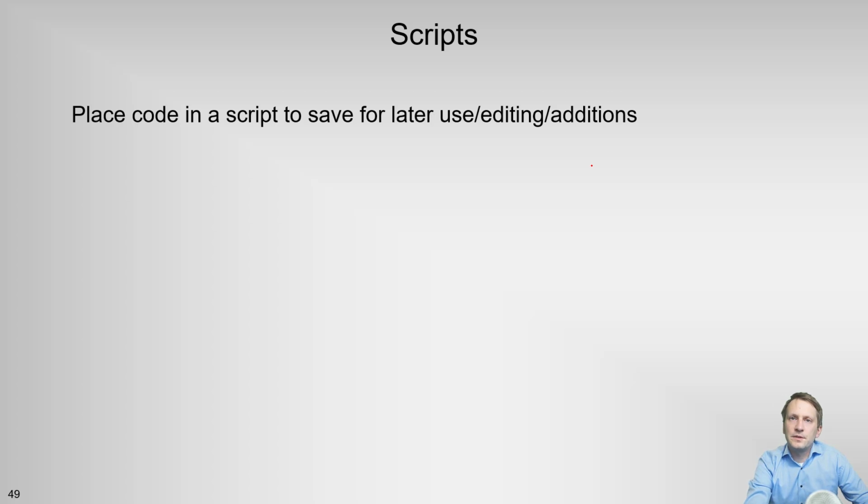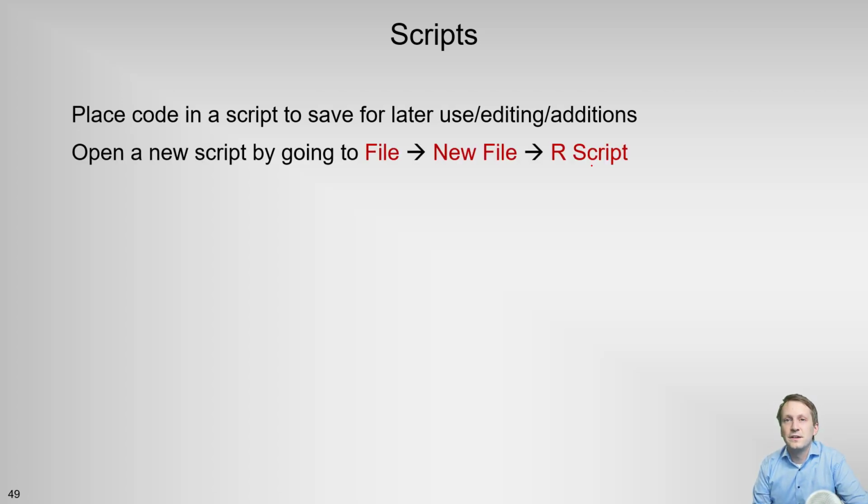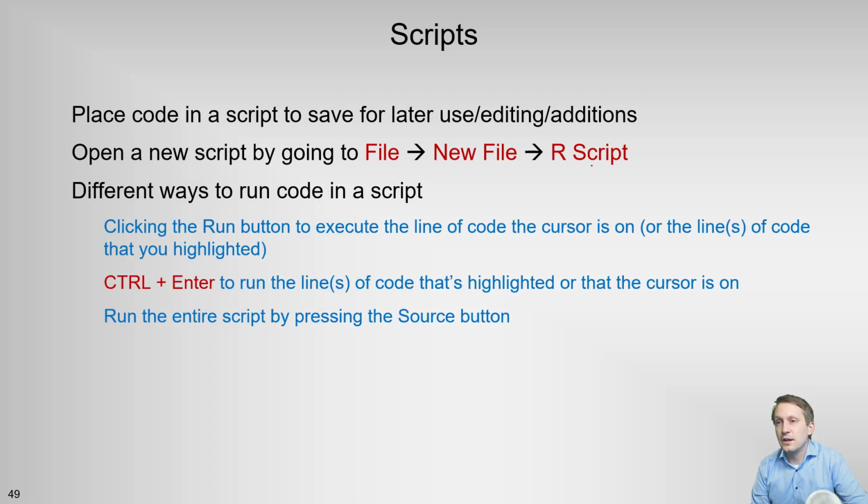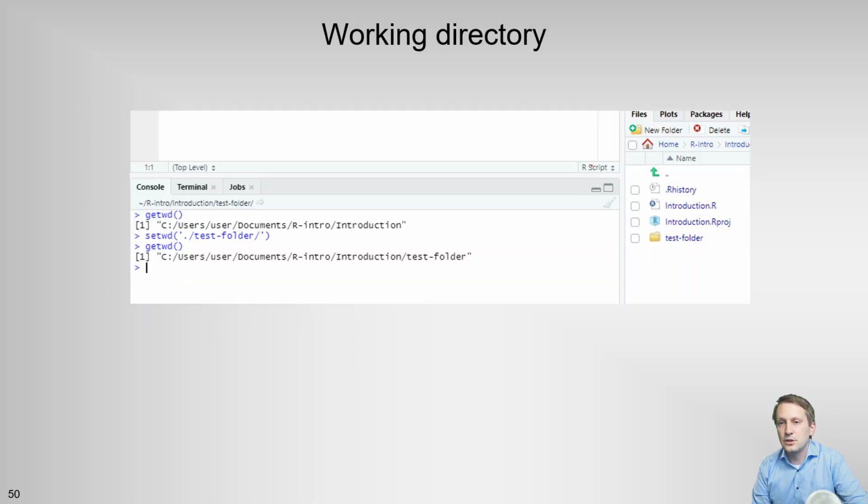Right, scripts. It makes sense to always place code in a script to save for later use and to edit, to bug fix, to add something. In order to create a new script, again, you go to File, New File, R Script. There are different ways to run code in a script. Clicking the Run button, again, is one way to do it. You can click on Source to run everything, but I typically use Control and Return or Control and Enter to run the code line by line or to run a highlighted area of code.